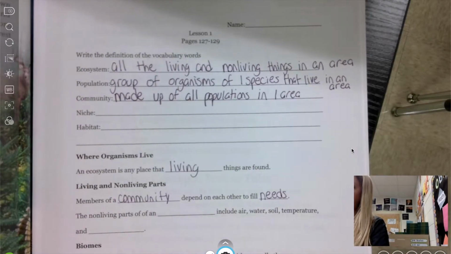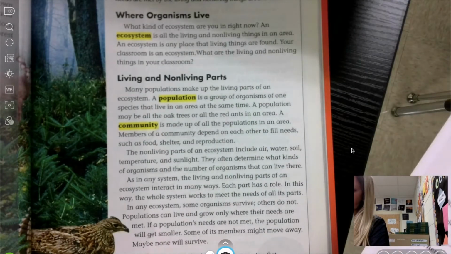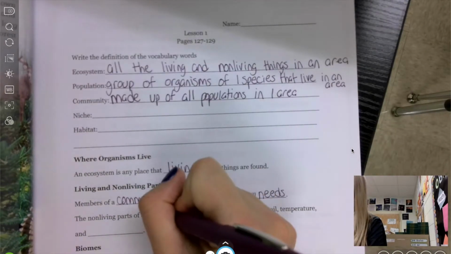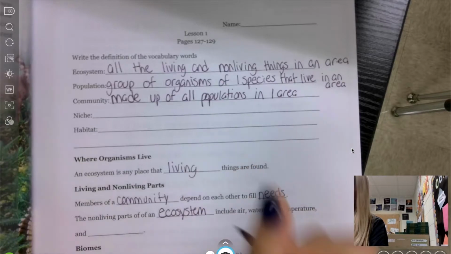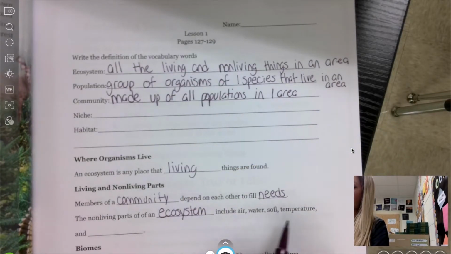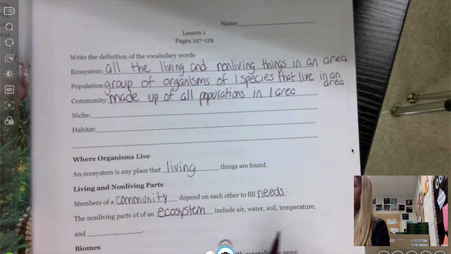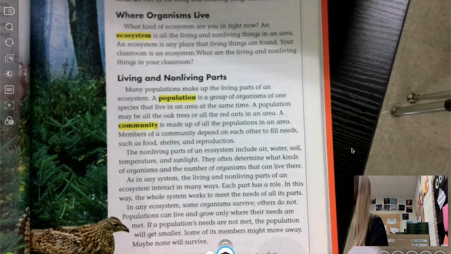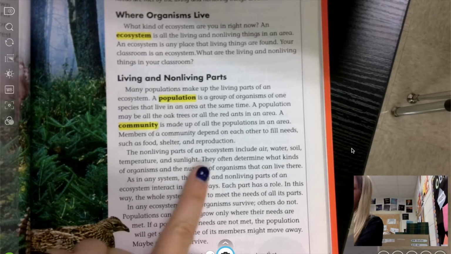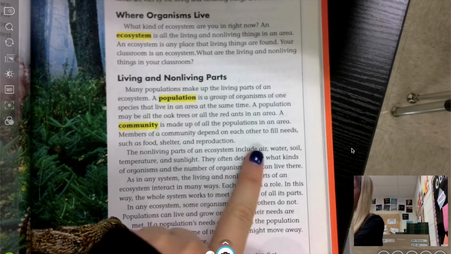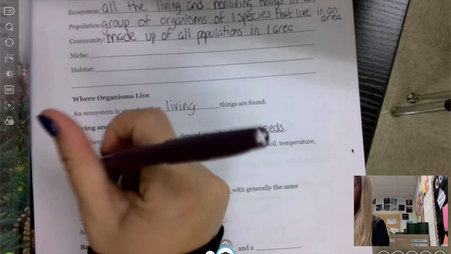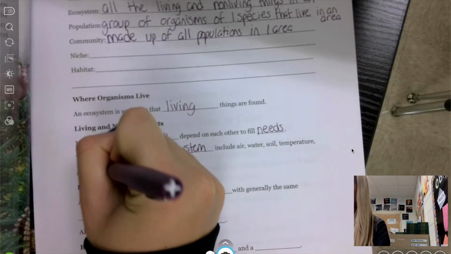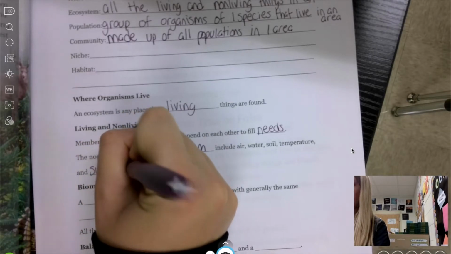The non-living parts of an ecosystem include air, water, soil, temperature, and sunlight. And that is in this section. So the non-living parts of an ecosystem: air, water, soil, temperature, and sunlight. So that's going to be a huge one as far as helping plants survive, is that sunlight.